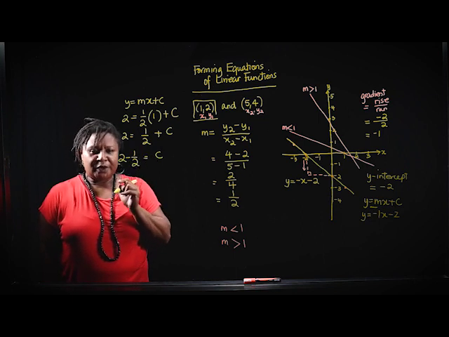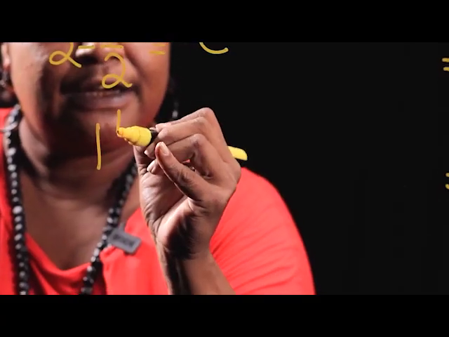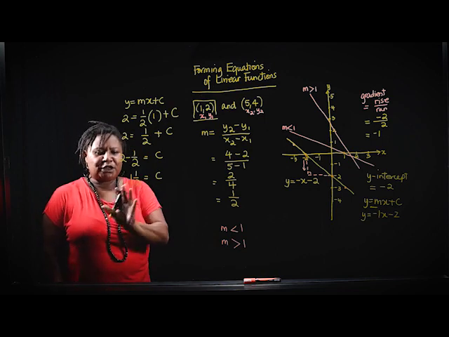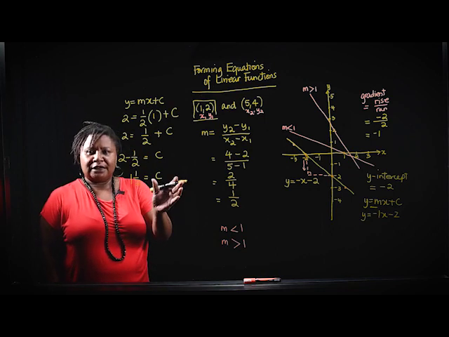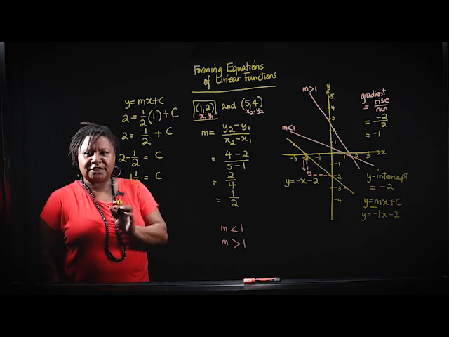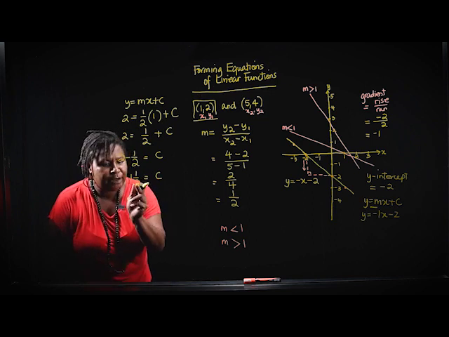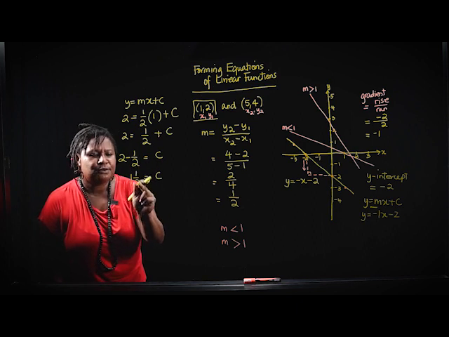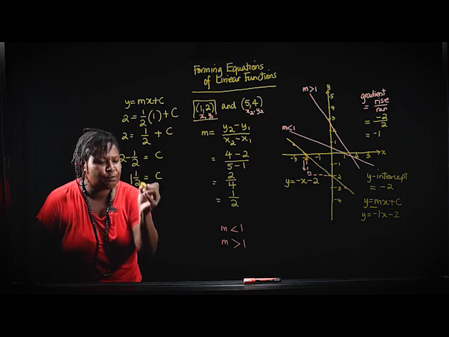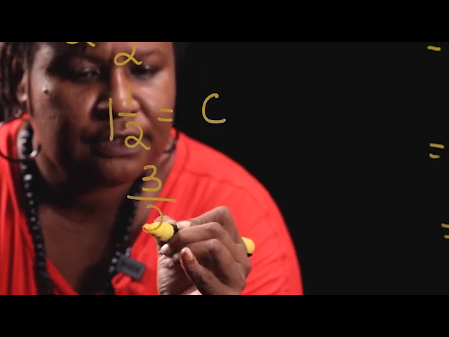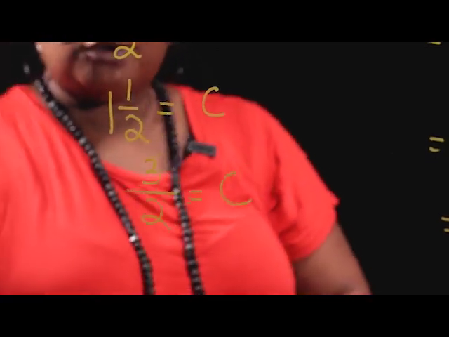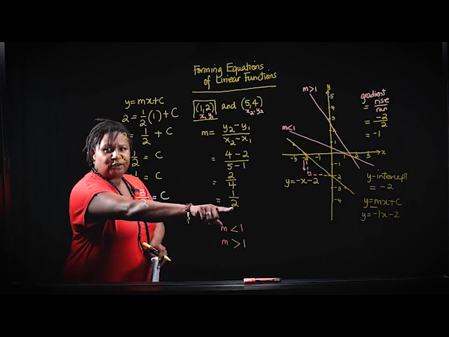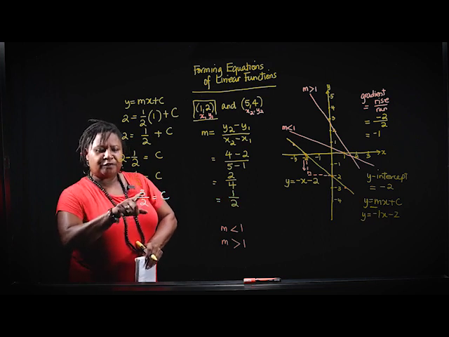2 minus half is 1.5, okay? That's what's left. 1.5 is equal to c. Now, c is the y-intercept. Usually, we don't use a mixed number in an equation. So we have to change this into an improper fraction. And we do that by multiplying the denominator by the whole number. So 2 times 1 and add it to the numerator. 2 times 1 plus 1 will give us 3 over 2. Okay? So that's the value of our y-intercept. This graph will have a line that has a gradient of 1/2 and a y-intercept of 3 over 2.